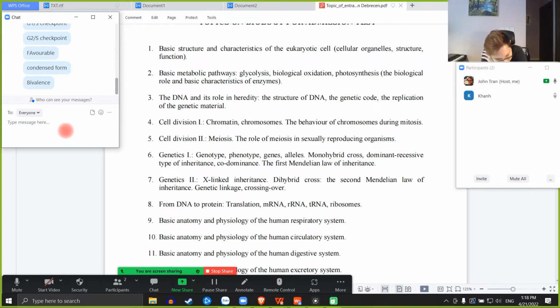Yes, please continue. The spindle fibers attach to one side of the chromosomes and separate the bivalents by pulling the chromosomes to different poles of the cell. Okay, poles of the cell.